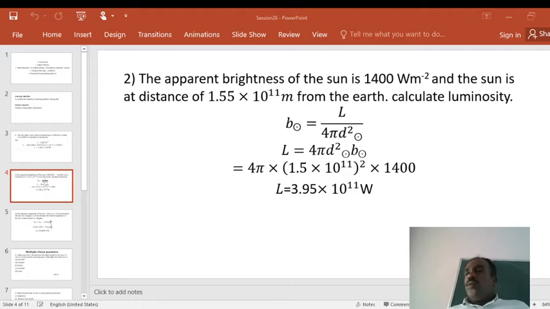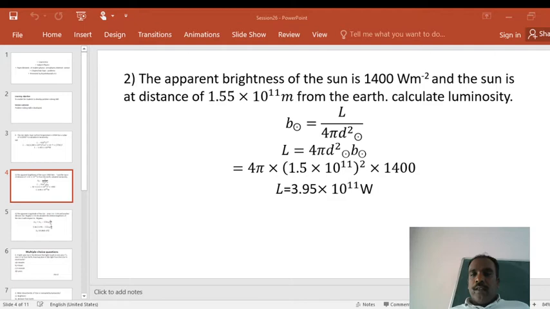Second problem. The apparent brightness of the sun is 1400 watt per meter square, and the sun is at a distance of 1.55 into 10 raised to 11 meter from the earth. Calculate the luminosity. Now, what is apparent brightness? Apparent brightness of the sun is luminosity by surface area, and the distance D is given. First, we read clearly that the apparent brightness of the sun is 1400.